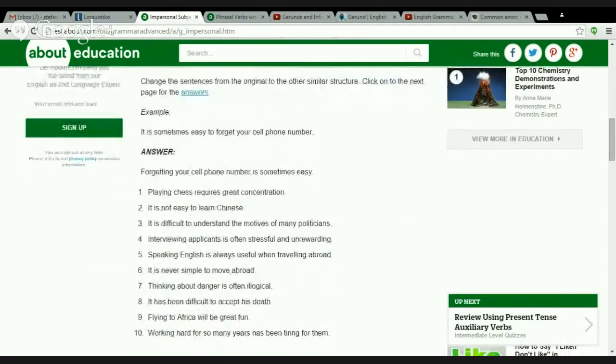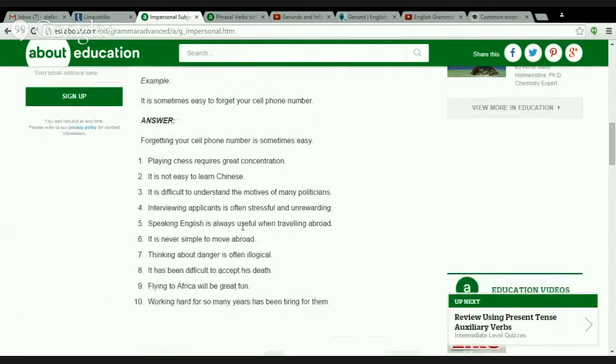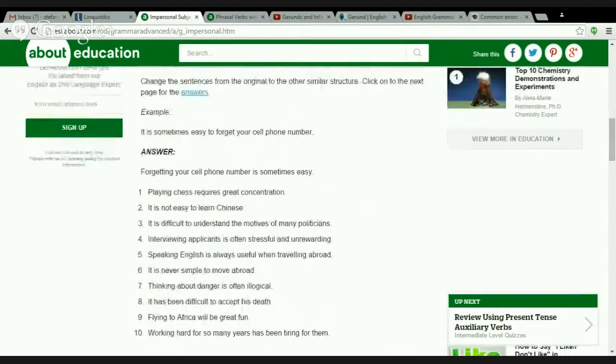So let's see this. Playing chess requires great concentration. How would we change this? What do you think? Take a little while to look at it. Read through these examples and see what you would guess the correct way for them to be written.